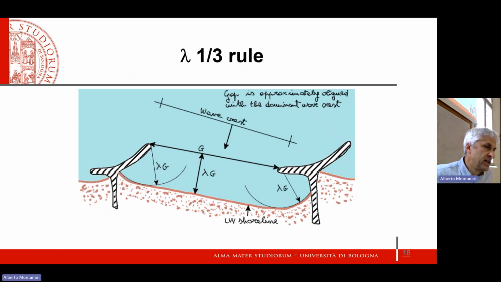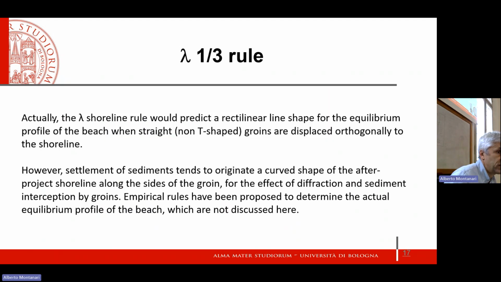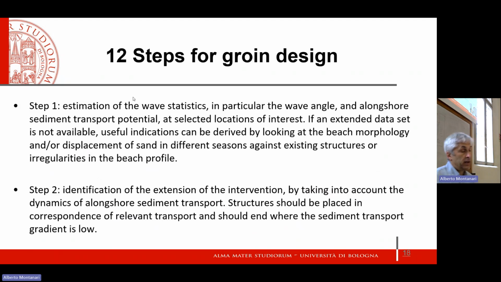Okay, so based on this situation, on this understanding of how it works, and this is also a useful feature of the lambda rule, it gives us an understanding of what happens. Based on our understanding, let's try to summarize the steps that we can follow if we want to make a preliminary design of a battery of groins, of a sequence of groins. So let me move forward. We can identify 10 steps. They are not quantitative. These are qualitative steps. These are suggestions.